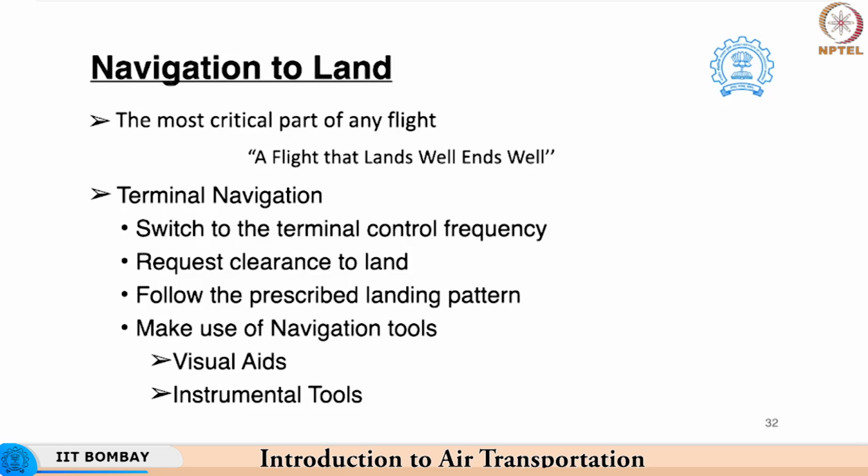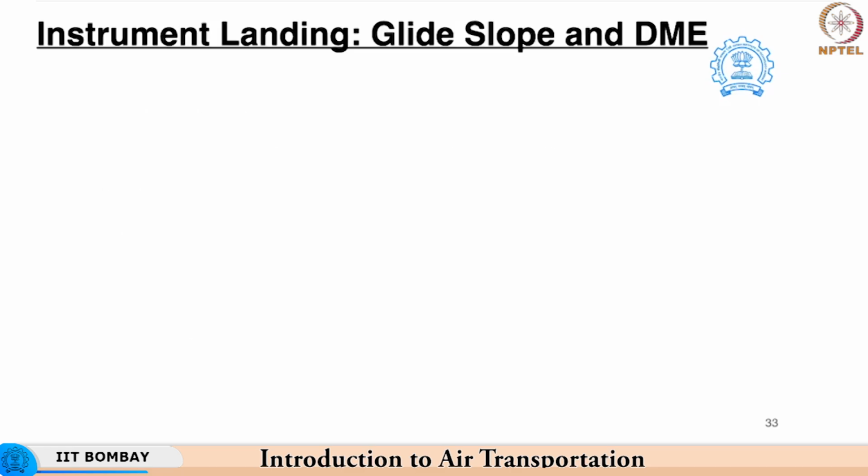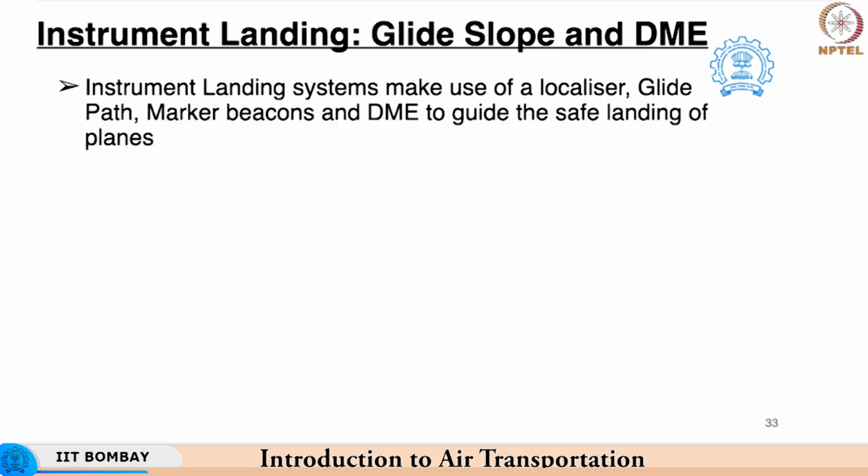Based on the outside weather conditions and the applicable rules, the ATC controller will provide the required landing pattern that needs to be followed, and subsequently after obtaining the landing pattern instructions, the pilot will make use of the navigation tools available at his disposal. Some of these include the visual aids as well as the instrumental tools. As far as the instrument tools are concerned, the two most important equipments used to carry out this phase are the glide slope and the DME.